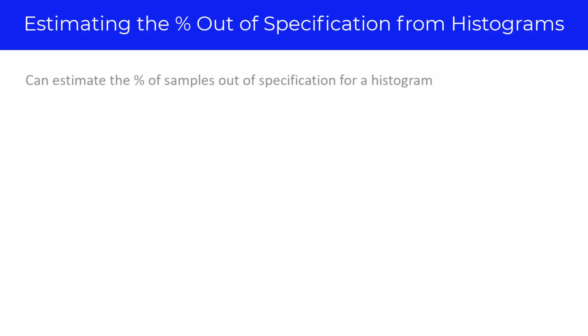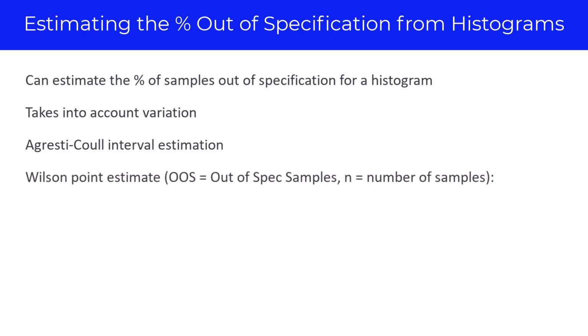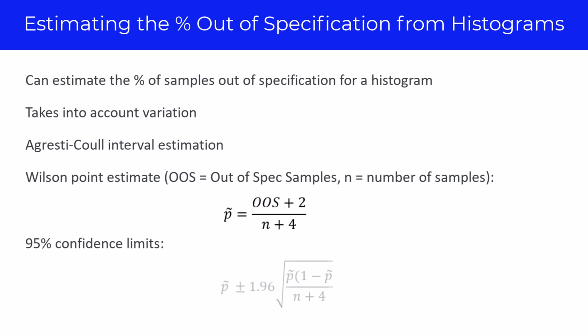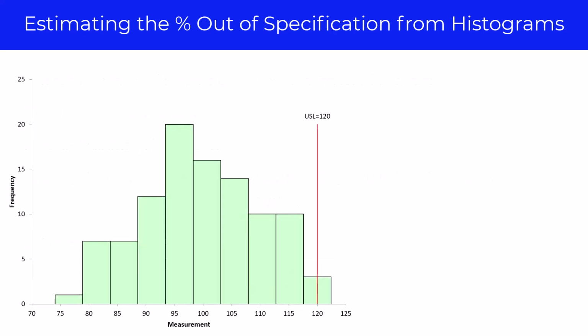Now, how can you estimate the percent out of spec from histograms? You can do that, but you have to use a technique that takes into account variation. That technique is called the Agresti-Coull Interval estimation. It starts with a Wilson point estimate, which is the number of out-of-spec samples plus 2 divided by the total number of samples plus 4. And then we have an equation for 95% confidence limits. It's the point estimate plus or minus 1.96 times that square root term.